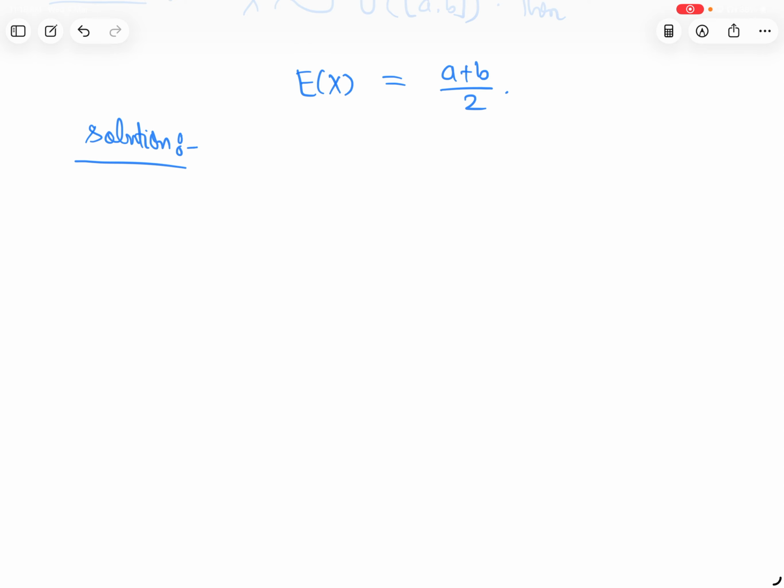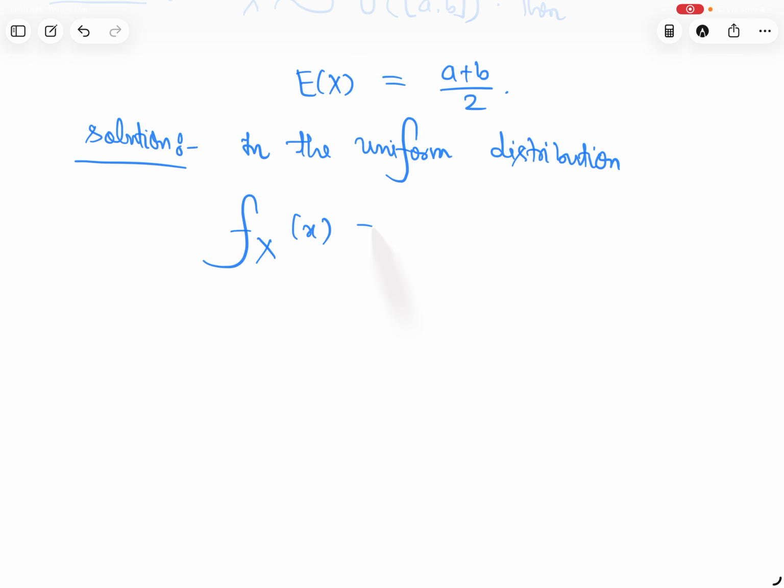Can you tell me in uniform distribution what is the probability density function? It is 1 upon b minus a if x lies between a and b, otherwise it is 0. So in the uniform distribution, the probability density function is given this way: 1 upon b minus a if x lies between these, and otherwise 0, elsewhere 0.